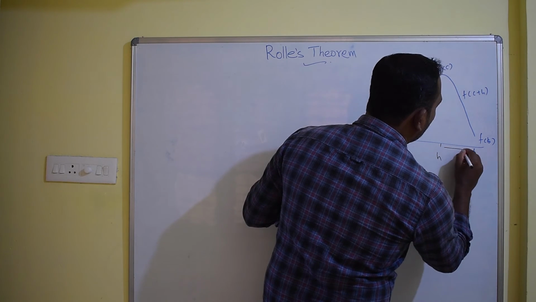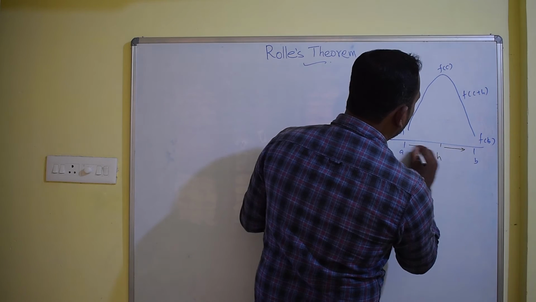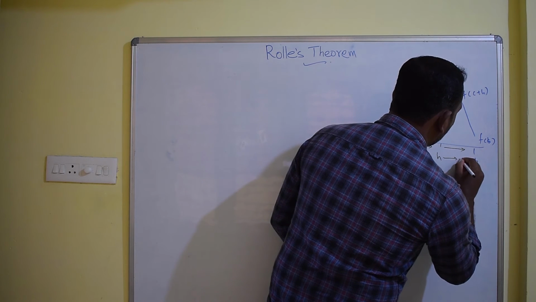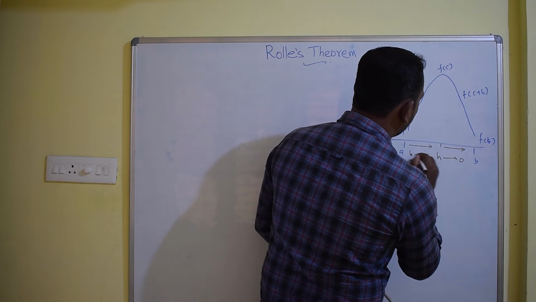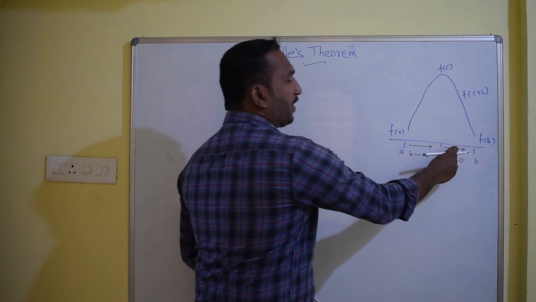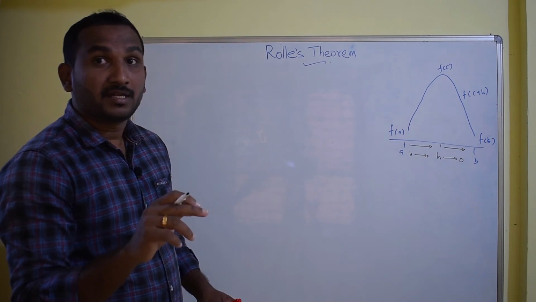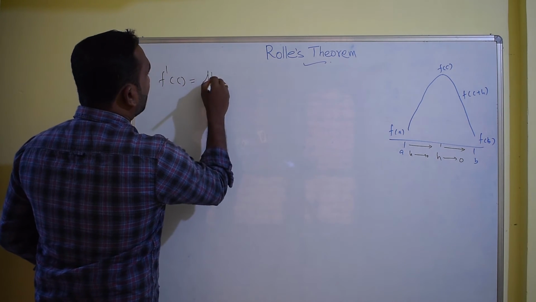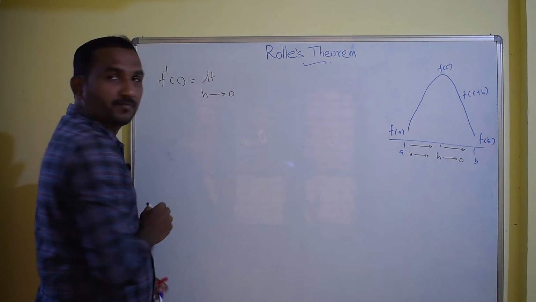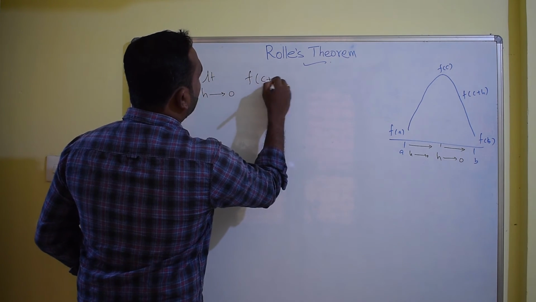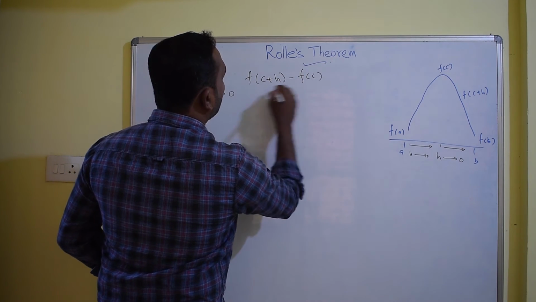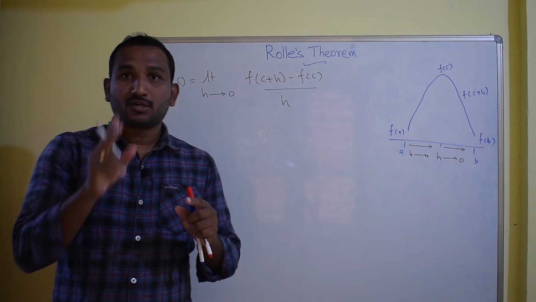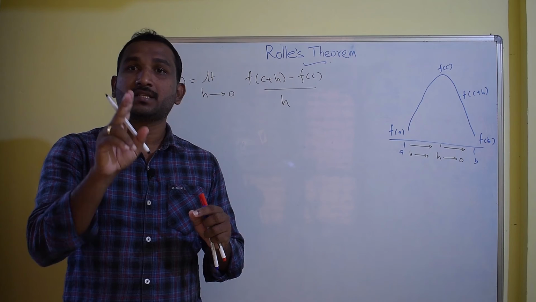Now h is towards the right hand side and this one towards the left hand side, so obviously this will become positive. Now if h tends to 0, okay, so here is also h tends to 0, this is the positive side and negative side, and we know the derivative function, what it is, f dash of c is equal to limit h tends to 0 of f of c plus h minus f of c divided by h.